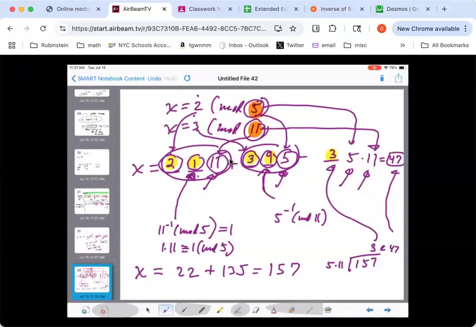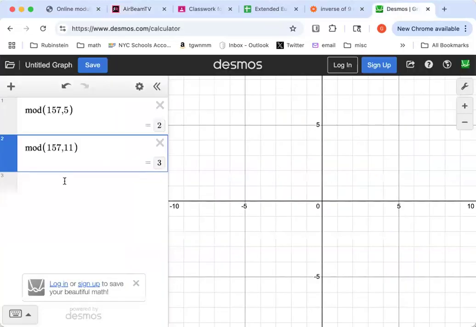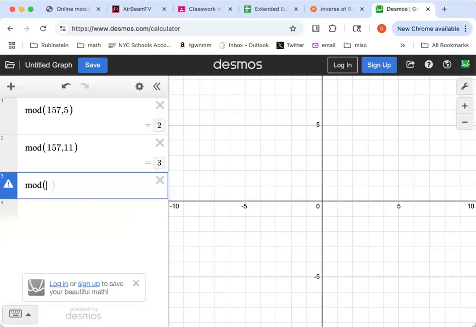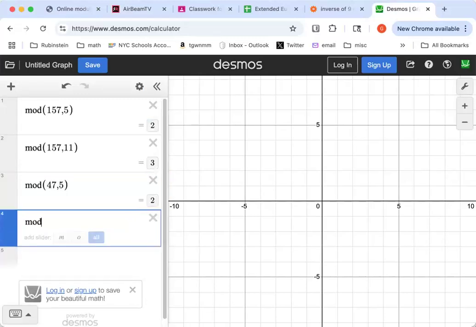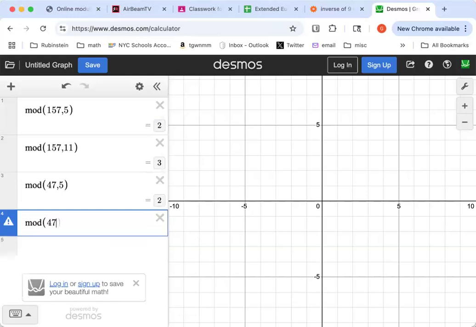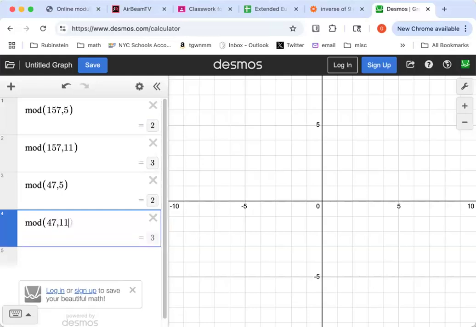Don't worry, I'm going to do another full example from start to finish, but I just wanted to at least take you through the steps. And I'm going to come back to this page in a sec, but let me just demonstrate that at least we can see mod 47. 47 mod 5 is 2, and 47 mod 11 is 3. So it did work.